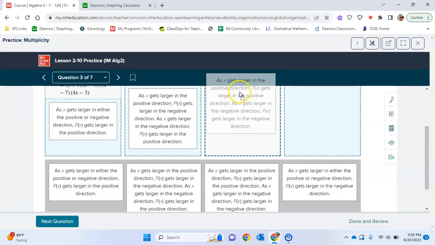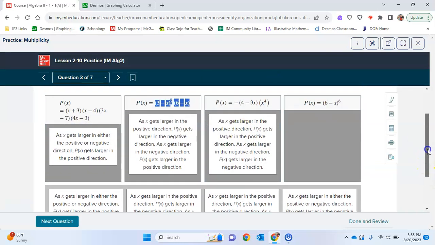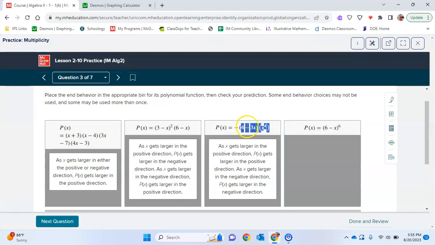This is correct. Again, we're going to copy it and see if we are correct. Right hand up, left hand down.